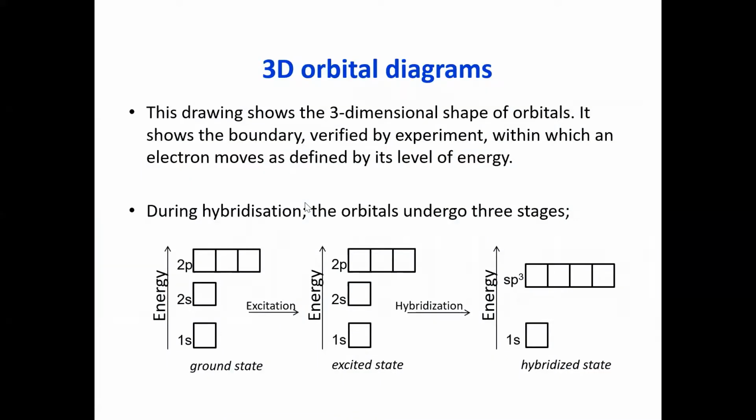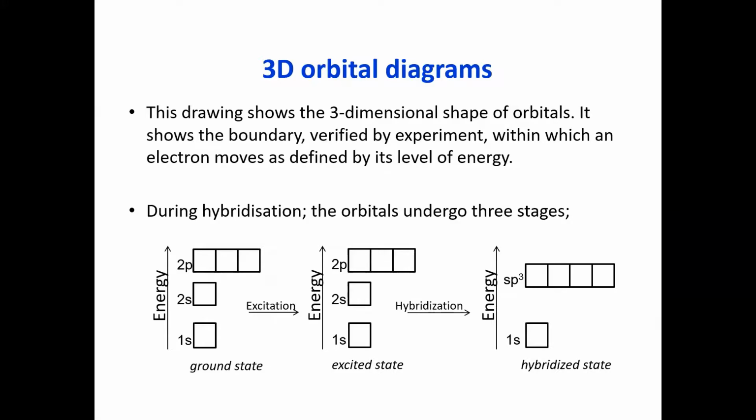Okay, so for the 3D orbitals diagram, this drawing shows the 3D orbital shapes of the orbitals. It shows the boundary verified by experiment between which an electron moves as defined by its level of energy.